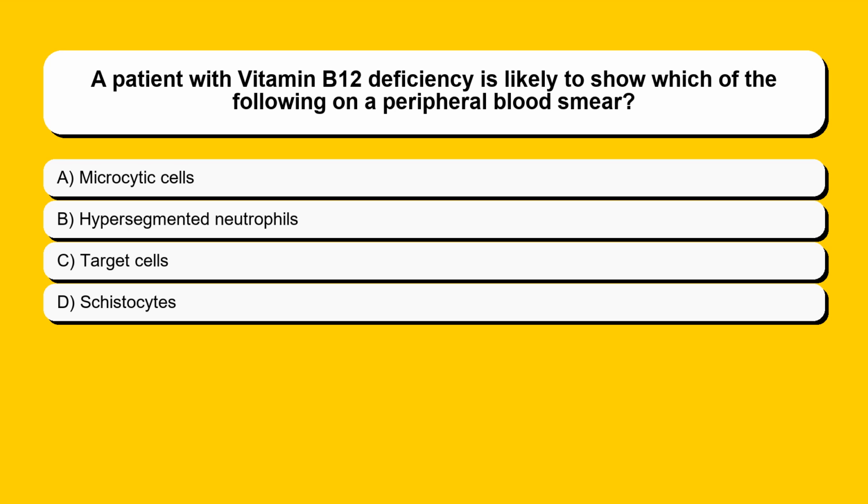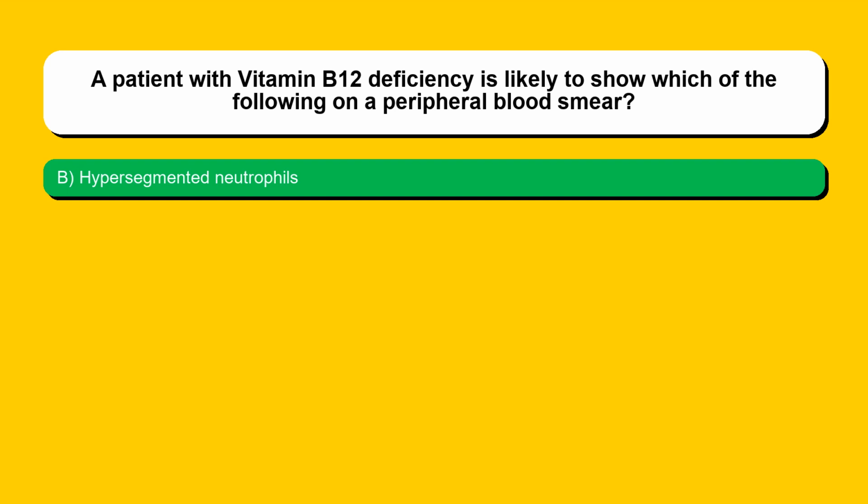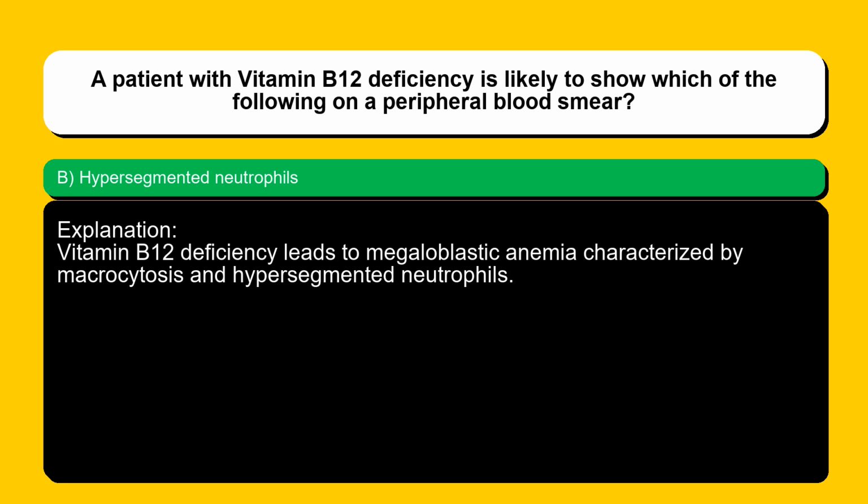Question 4. A patient with vitamin B12 deficiency is likely to show which of the following on a peripheral blood smear? Option A, microcytic cells. Option B, hypersegmented neutrophils. Option C, target cells. Option D, schistocytes. The correct answer is option B, hypersegmented neutrophils. Vitamin B12 deficiency leads to megaloblastic anemia characterized by macrocytosis and hypersegmented neutrophils.